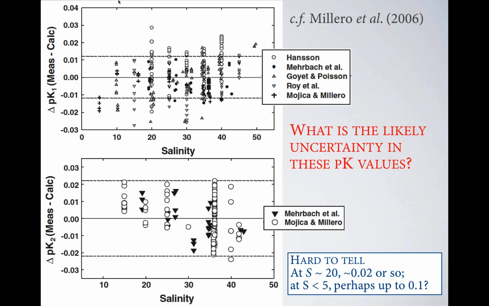To give you a feeling, 0.02 is about 5%, 0.1 is about 25%. If 5% matters for your calculations, you are always going to have problems. If 25% matters for your calculations, well, you need to worry if you're interested at the low salinity end.